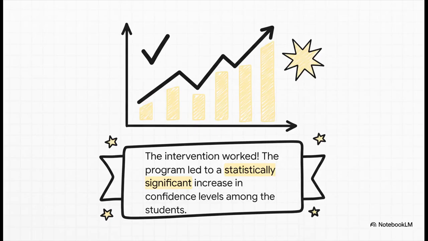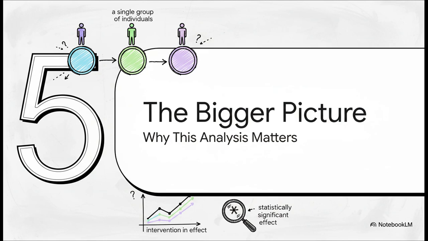So what does all that statistical gobbledygook actually mean? It means we can say loud and clear, the intervention worked. The program didn't just cause some random blip in the data. It led to a real, measurable, and statistically significant increase in student confidence over time. And look, this is way more than just an academic exercise, right? This kind of analysis has a huge impact in the real world, helping us make really important decisions.